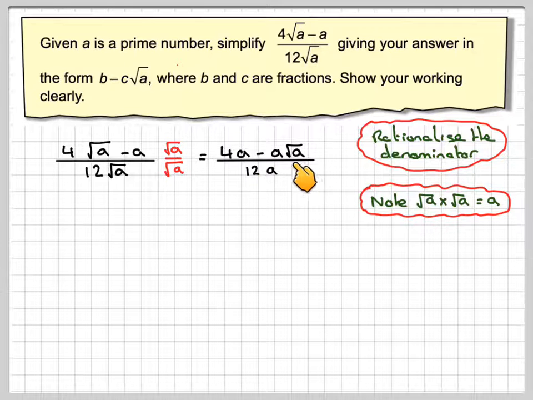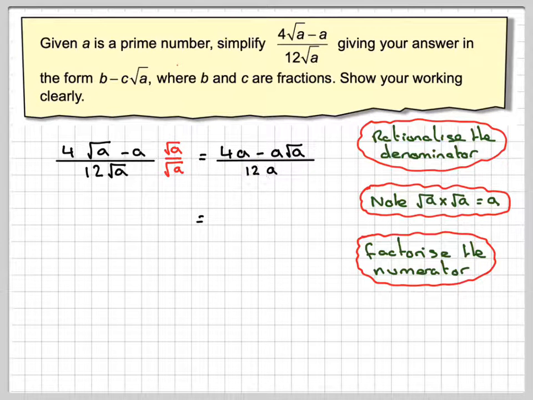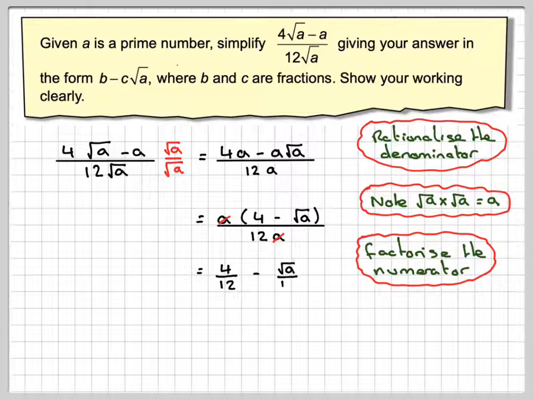Right, the next thing to do is to factorise, if possible, the numerator. So we see that there's a common factor of a there, so we'll take that out and we're left with (4 minus root a) over 12a. Now, because we've taken it out, we can cancel this a with this a. And then separating out the fractions, we're going to have 4 over 12 minus root a over 12.